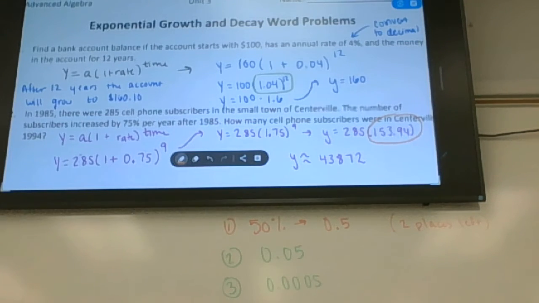But then there's a conversation about how to round the final answer. So for money, I want cents, and then for something like a cell phone subscriber, we need to round to the nearest whole number. Because you can't have a partial subscriber. Okay, so for people, we're rounding to whole numbers. I'll write that down.